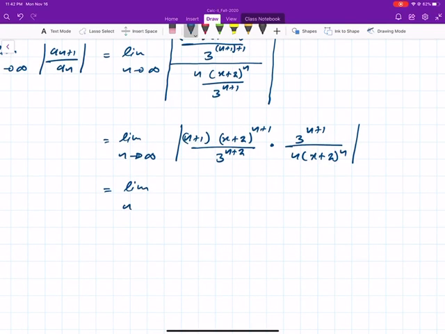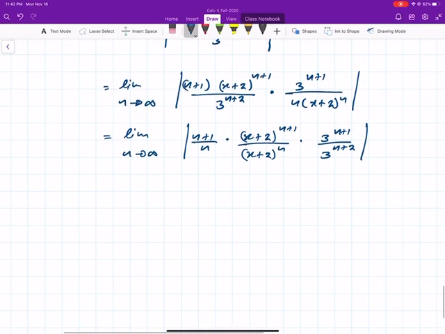Limit as n goes to infinity, and then you rewrite this as n plus 1 over n. I will just associate similar terms: here n plus 1, here x plus 2, here n, and then 3n plus 1, here 3n plus 2, absolute of that. Okay, now I'm going to simplify it.